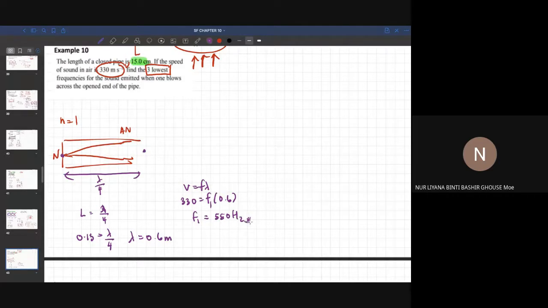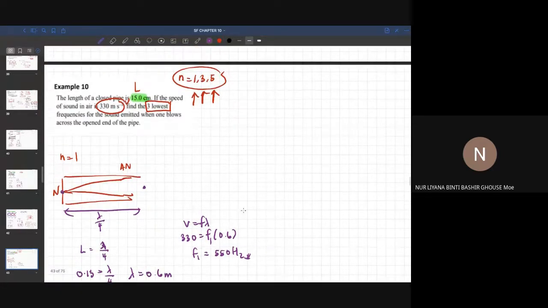Okay, sampai sini siapa yang dapat tadi? Bila awak buat dan awak dapat sampai F1 equals to 550 Hz, means nak awak tekan 1. Means nak tengok berapa orang yang dapat. Oh, okay, good. Pandai everyone. Okay, so bila kita dah dapat F1, kita tahu. Okay, good. Good job everyone.